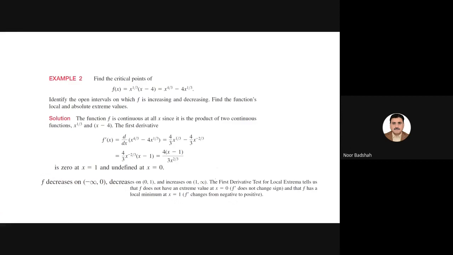Okay, let me do that here. Okay, I'll do it right here. Where has the cursor gone, yaar? Okay, let's go to the next slide.